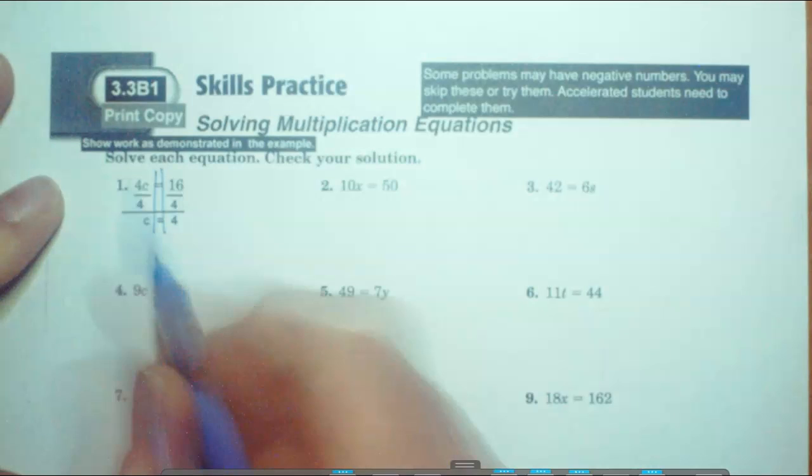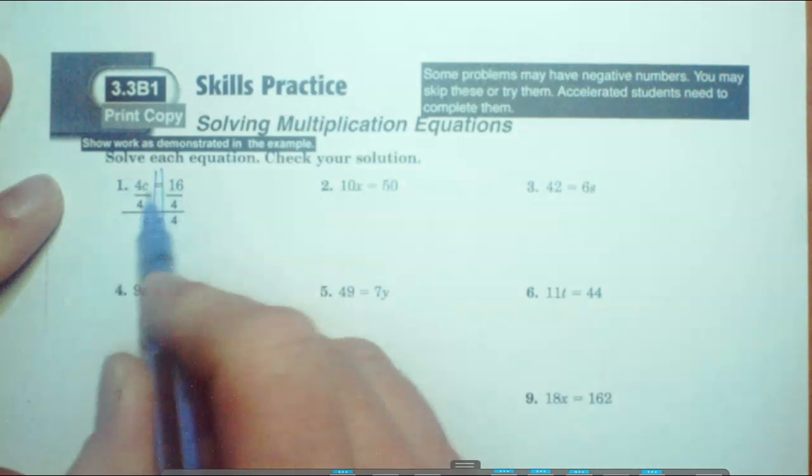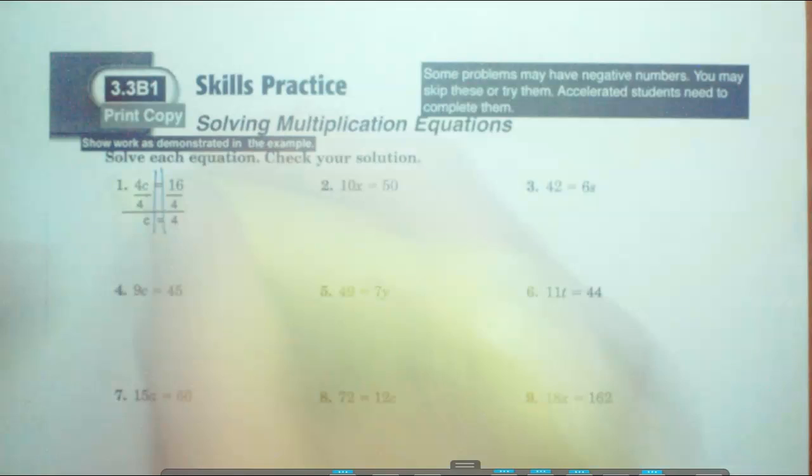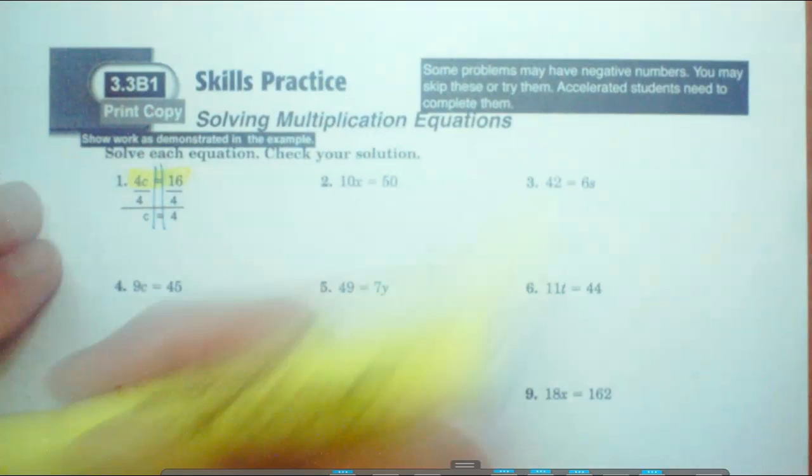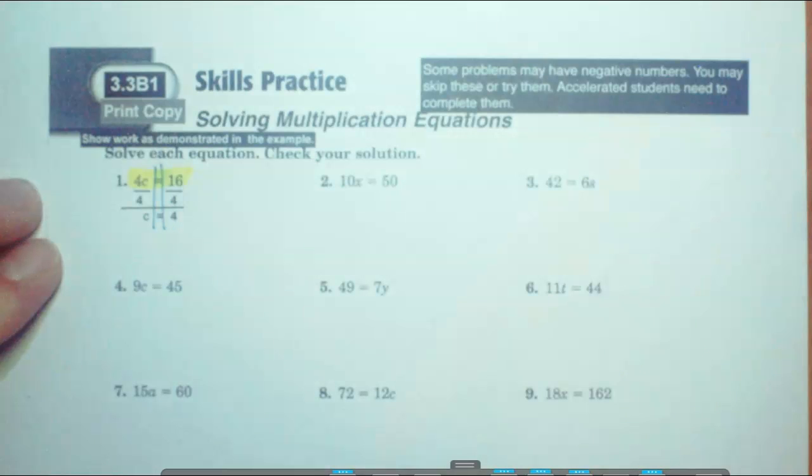So we had 4c equals 16. Here's our initial problem that we started off with. And that means 4 times c. Well, when we had the division equation, we used multiplication to solve. When we have a multiplication equation, we use division to solve.